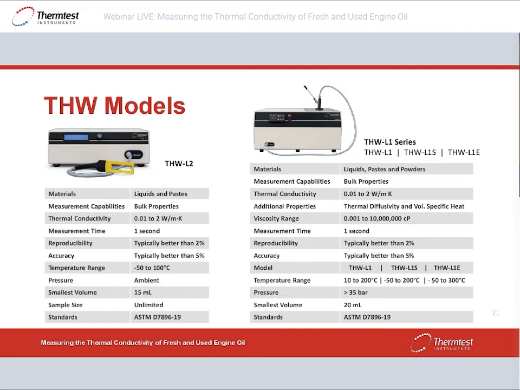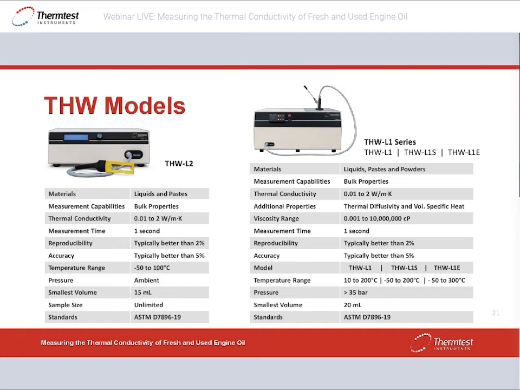For the THWL1 device, this device is suitable for liquids, pastes, and powders. The thermal conductivity range is from 0.01 to 2 watts per meter per Kelvin. It also calculates the thermal diffusivity and the volumetric specific heat. The repeatability is better than 1% and the accuracy 5%.